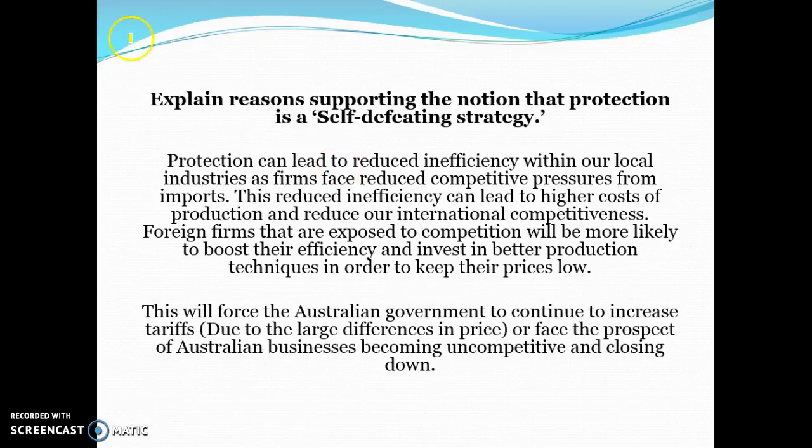This is a question related to free trade. So explain reasons supporting the notion that protection is a self-defeating strategy.